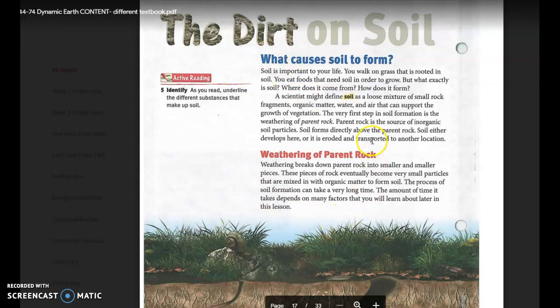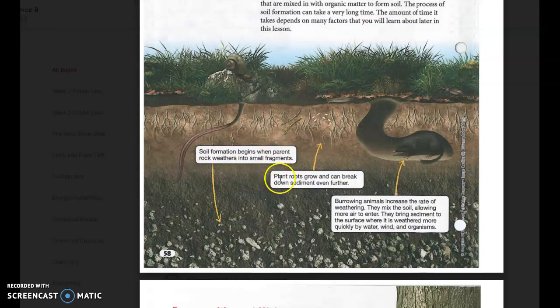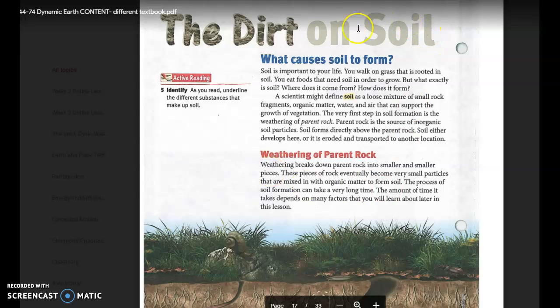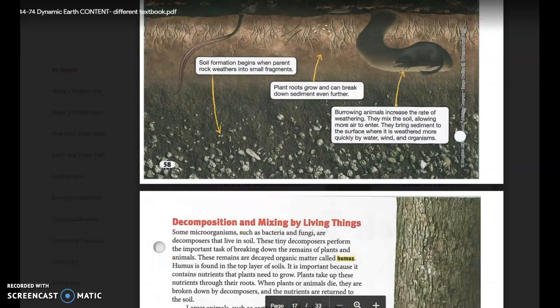One thing I want to point out, boys and girls, is that sometimes there's extra stuff on the page. Feel free to read that, but the answers will not be in these smaller parts of the page. They're going to be in the main reading here. Okay? All right.